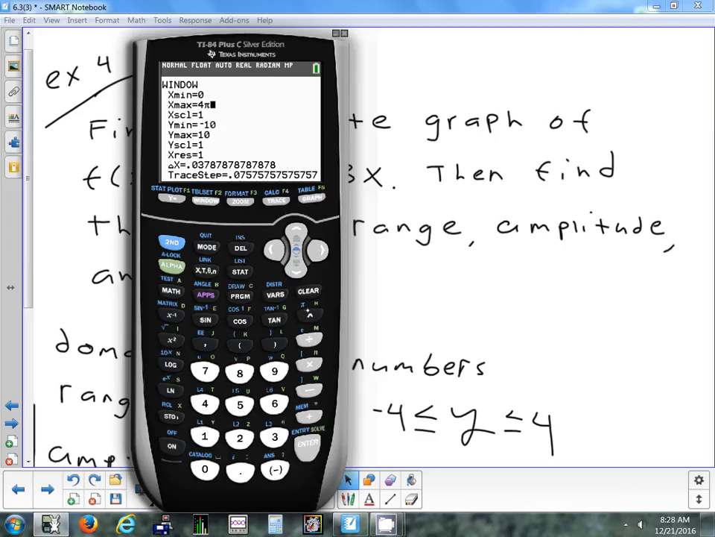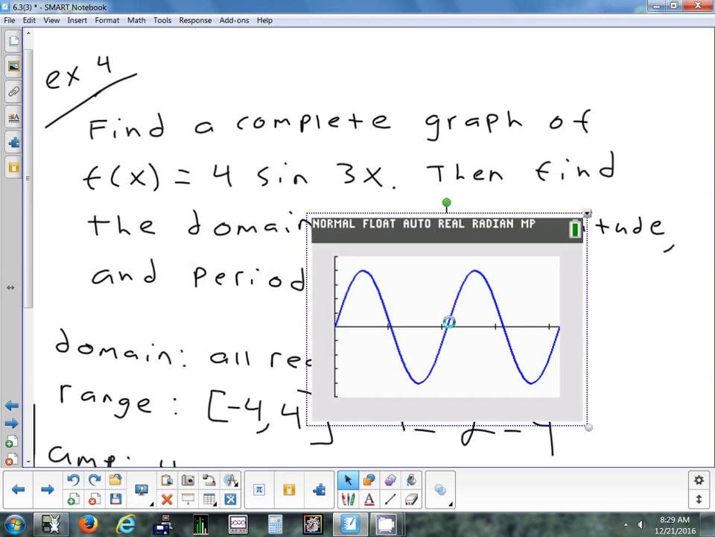4 pi over 3. What's the lowest that this function goes? So let's go negative 5, and then the highest. Yeah, 4. So let's go to 5. So if I did this right, you should see exactly 2 periods on the screen. The y max, anything above 4 is okay. Don't set it like up to 200 because then it'll just look like a horizontal line. But that's exactly 2 periods of the graph.